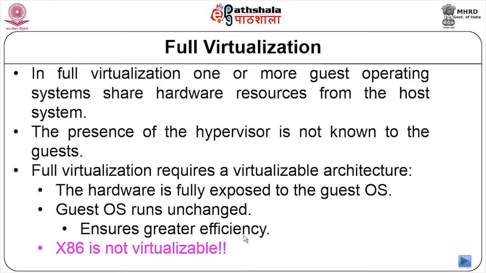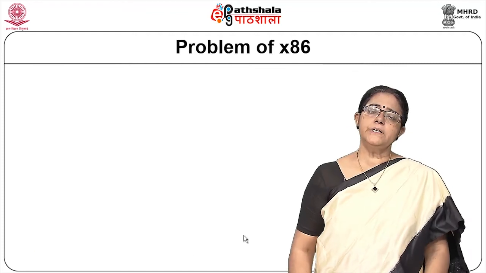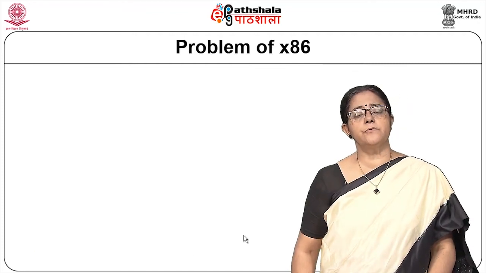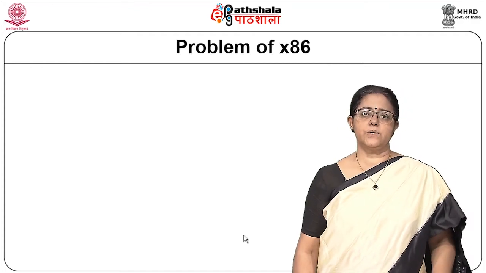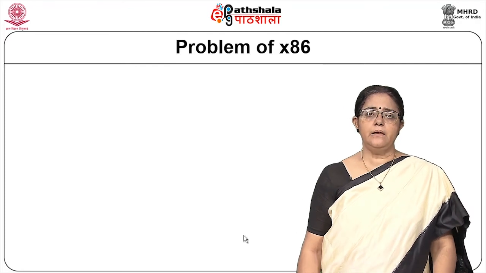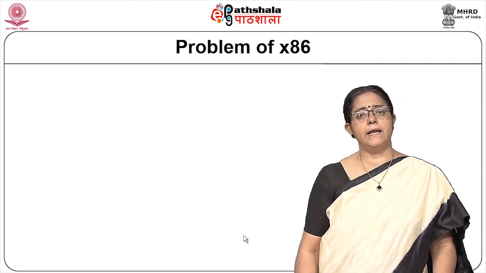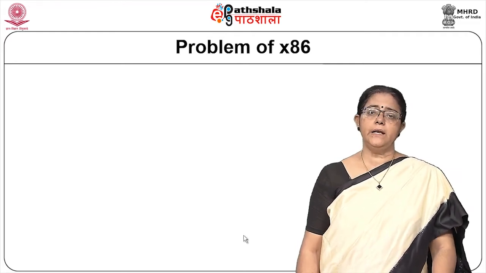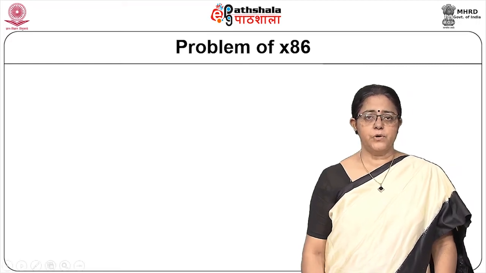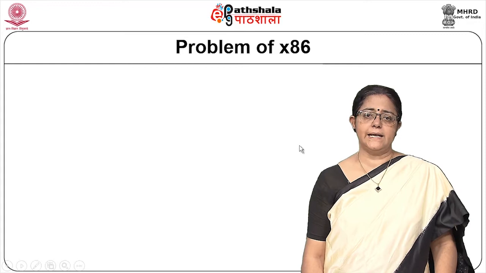So, what happens when the hardware is not virtualizable? We cannot do full virtualization; our x86 architecture is not virtualizable. Therefore, after the problems of Popek-Goldberg came to light, for a very long time x86 was thought of as something that cannot be virtualized. Only when full virtualization came with binary translation could we understand that there is a possibility of virtualizing x86.